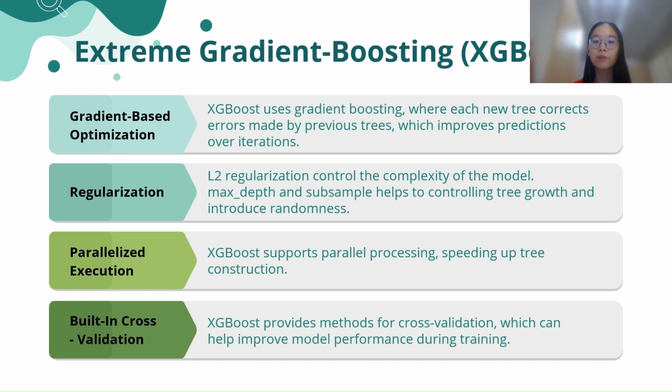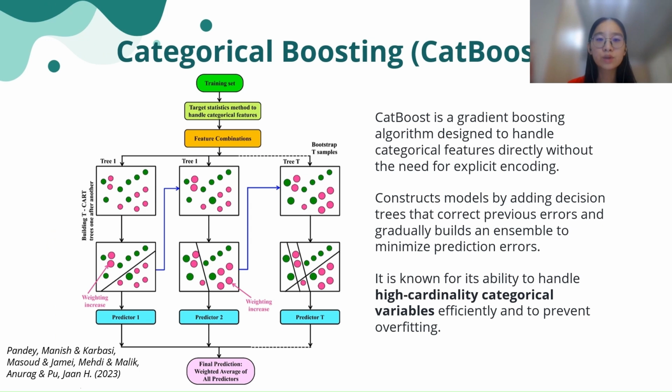XGBoost also supports parallel processing, which speeds up tree construction. Lastly, XGBoost has a built-in cross validation, which can help improve model performance during training. Next up is CatBoost, which is a gradient boosting algorithm designed to handle categorical features directly, eliminating the need for explicit encoding in the data pre-processing process.